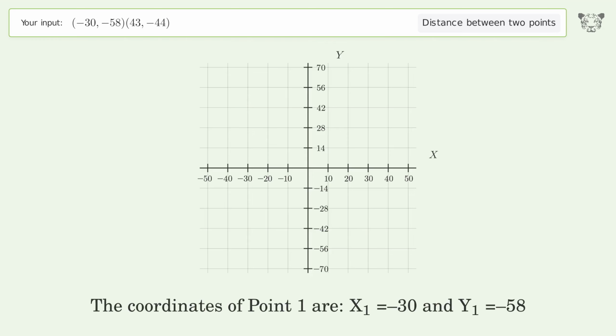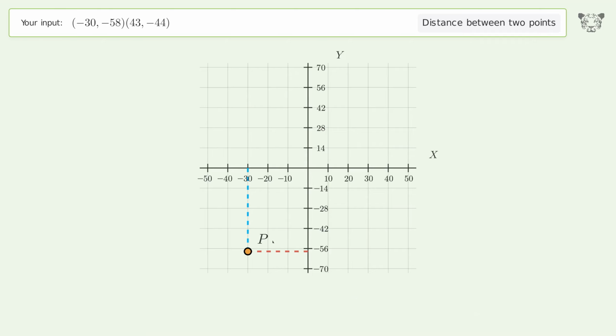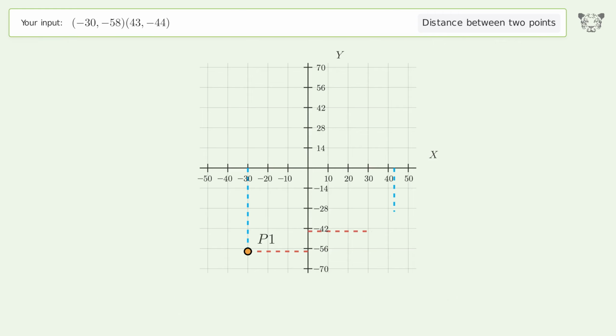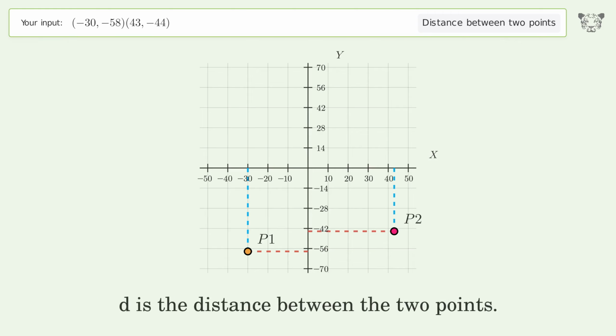The coordinates of point 1 are x1 equals -30 and y1 equals -58. The coordinates of point 2 are x2 equals 43 and y2 equals -44. D is the distance between the 2 points.